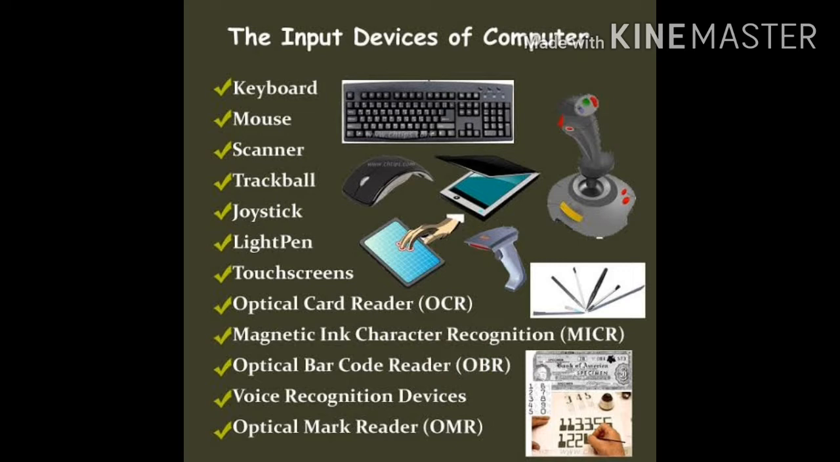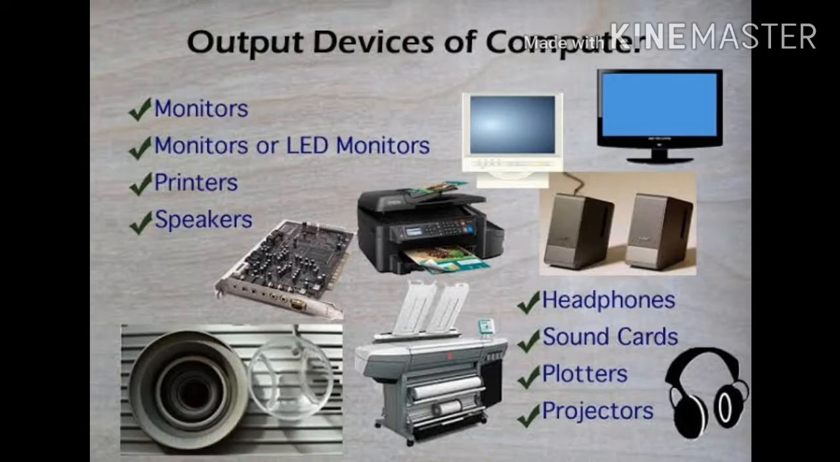As you know, the keyboard is for giving input, the mouse is a pointing or sensing device used for giving instructions, and the scanner is for scanning your document, converting hard copy into soft copy. In the same way, OCR is an optical character reader, and MICR is a magnetic ink character reader.